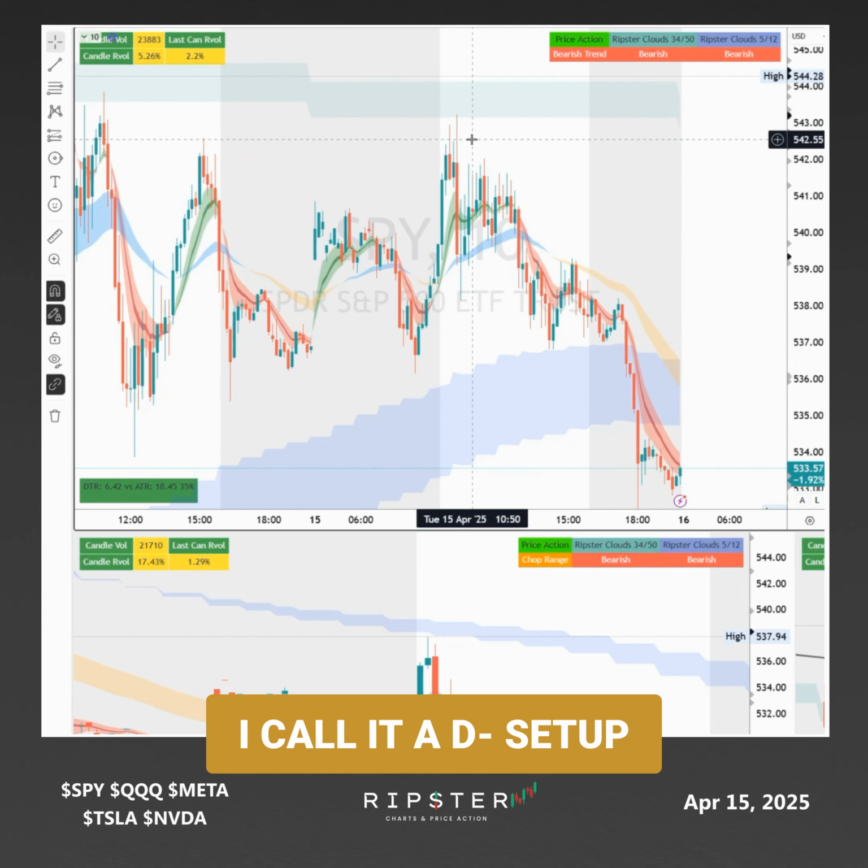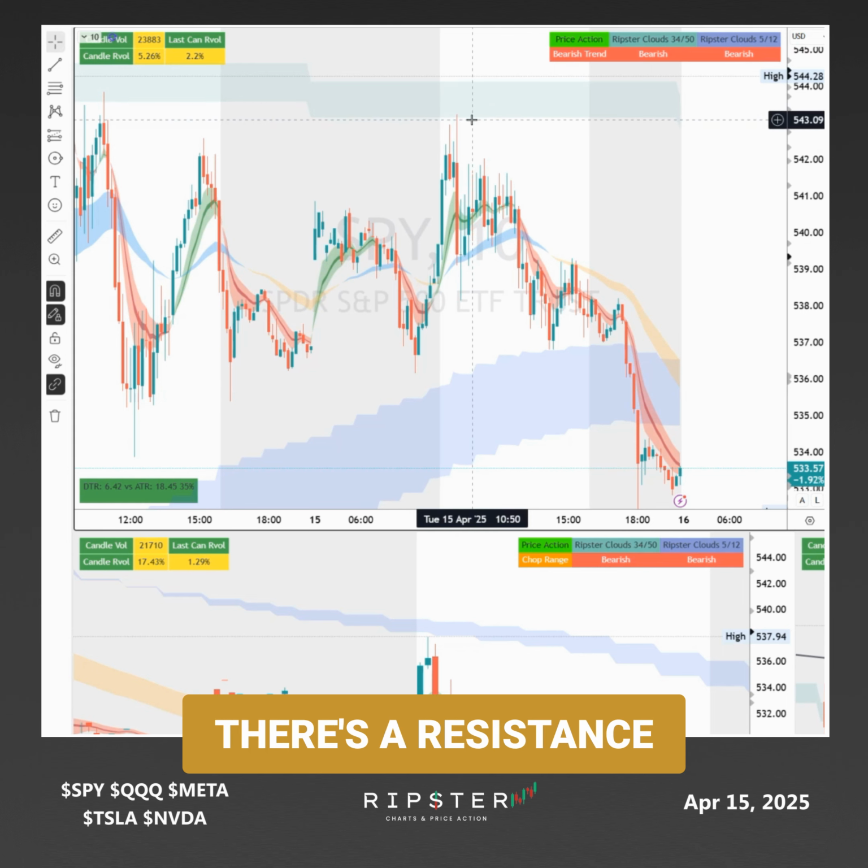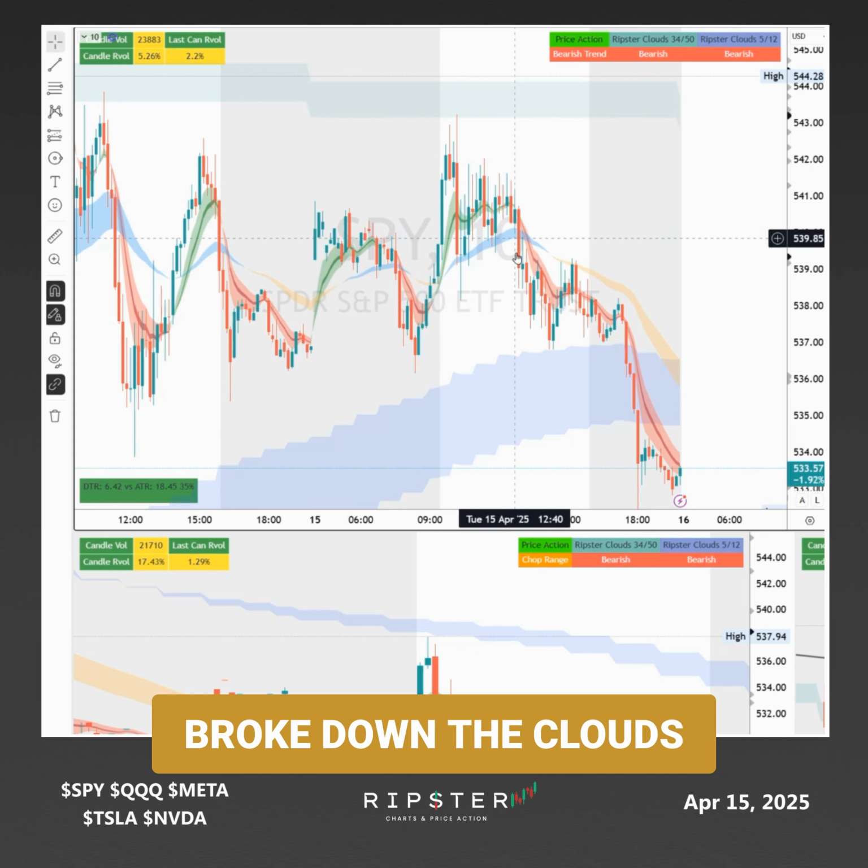Some traders like to short it. I call it a D- setup. It's against the trend, but you know that there's a resistance, and we could never cross it, and we finally broke down the clouds and faded all day.